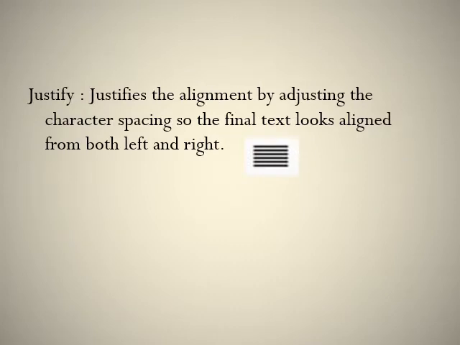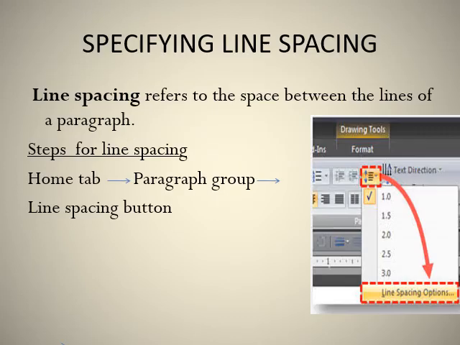You can see both left and right are equal. Justify aligns the text by adjusting the character spacing so the final text looks aligned from both left and right. Both left and right will be aligned.